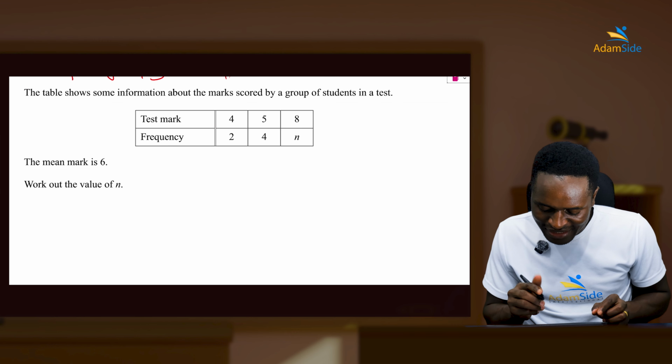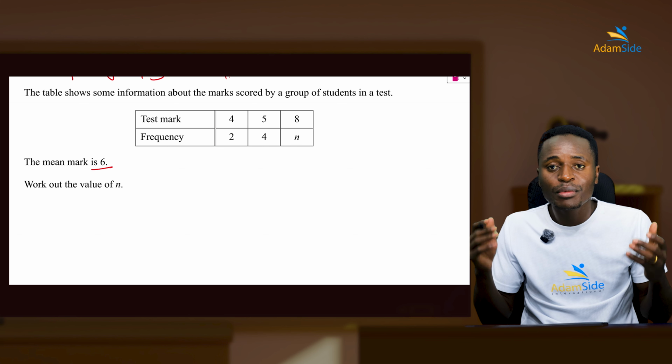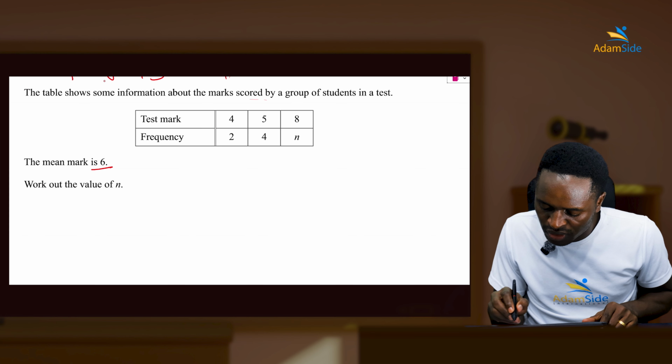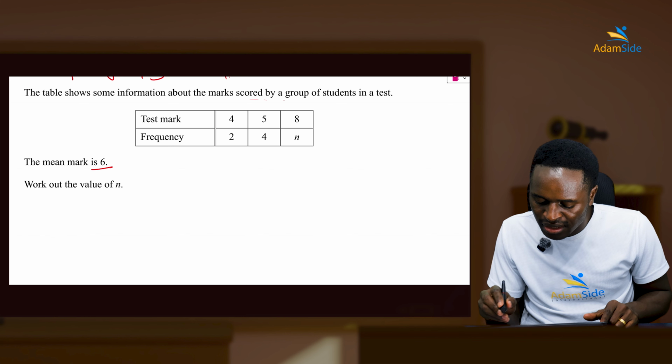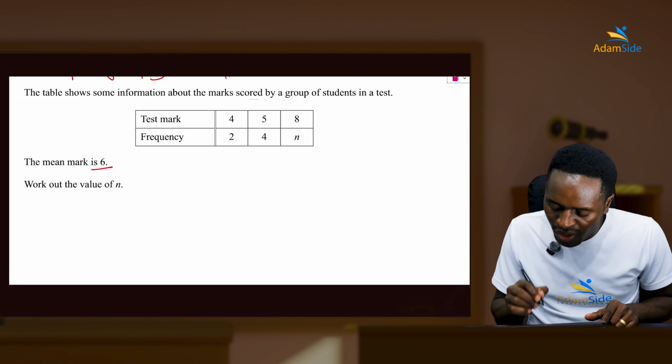The mean mark is 6, and then work out the value of n. So we've been told the mean mark is 6. It's very simple. We know the mean is always the total of marks divided by the total frequency. Work out the value of n.